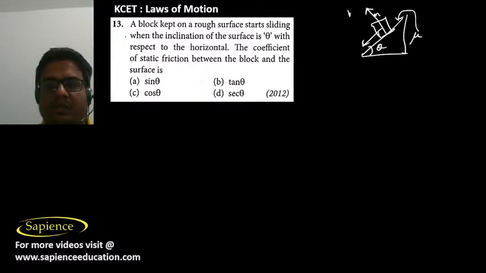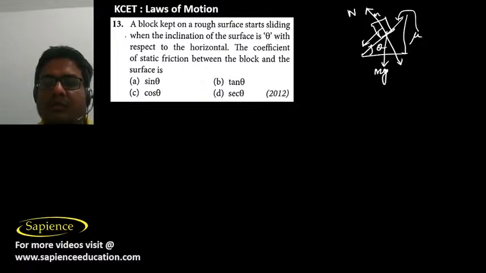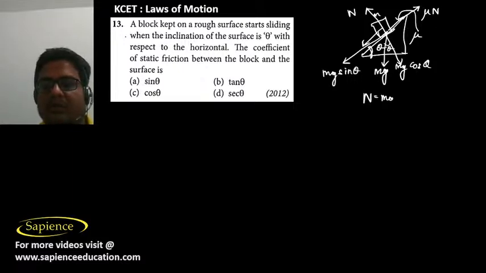So the normal reaction here will be equal to, so this is mg, then the component of mg which is perpendicular to the incline will be mg cos theta. If this angle is theta, this angle will also be theta, and the component of mg along the incline will be mg sin theta. Therefore the static frictional force acting up the incline is mu N. Here N will be equal to mg cos theta, since the block cannot move in the direction perpendicular to the incline.